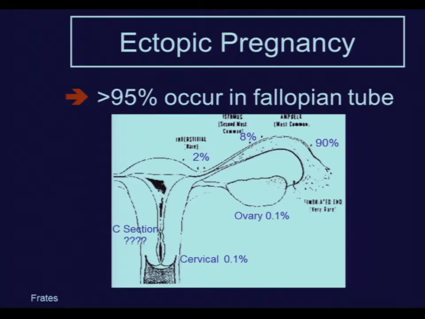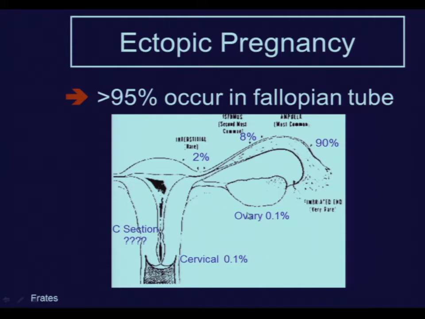95% of ectopic pregnancies occur in the fallopian tube. The most common location for these ectopics is the ampullary segment of the tube, or the distal end of the tube, where 90% occur. A smaller number, about 10%, occur in the isthmic portion of the tube, and an even smaller number are interstitial, sometimes misdiagnosed as cornual pregnancies, in this portion of the tube, which is in the intramural section of the uterus.